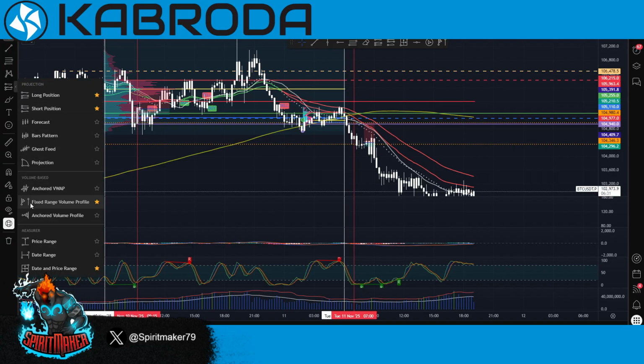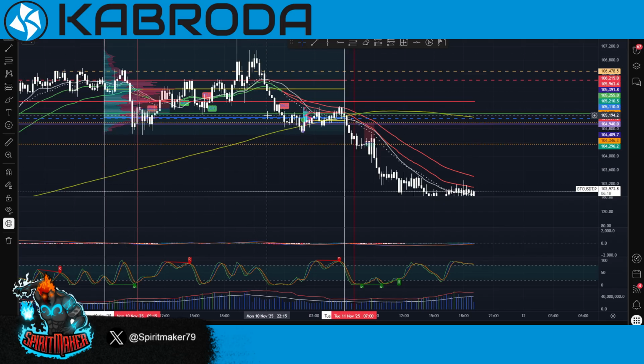That tool is right here in the projections. Then you have the volume based, and we are using the fixed range volume profile. Obviously, you can pick a time frame, and then in that time frame, it's picking the low, the point of control, and the high in the volume time frame.